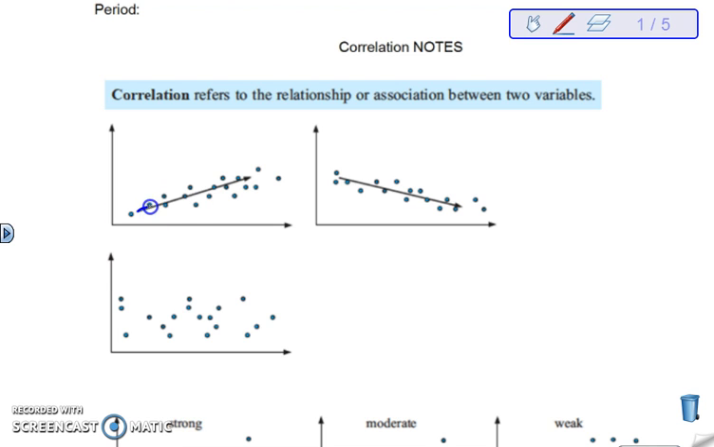In this first example, as we move from left to right, the points are going up, so this is going to count as a positive correlation. In the next example, the dots are slowly moving down. It's going to be a negative correlation. In this third example, the dots are all over the place, so we would say that there is no correlation because they don't appear to be moving up or down.